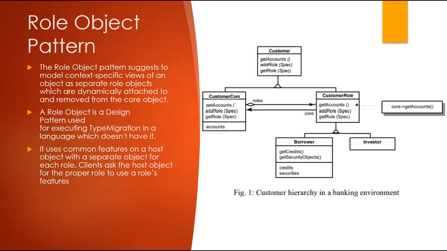As shown in figure 1, this is a customer hierarchy in a banking environment, showing how the hierarchy works for the system, whereas for the customer it has the accounts, the add role, and the get role, or who the customer is. The customer core and the customer role each have their own variables, what they need in order to have their roles within the hierarchy for the banking system.